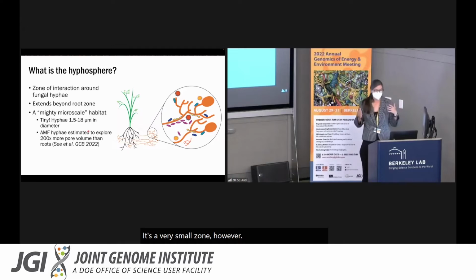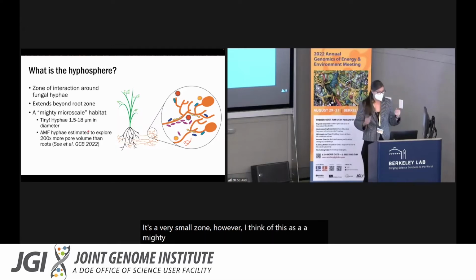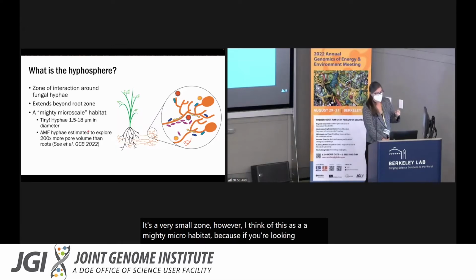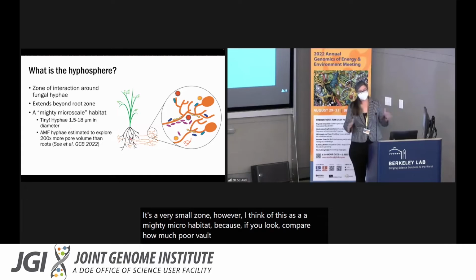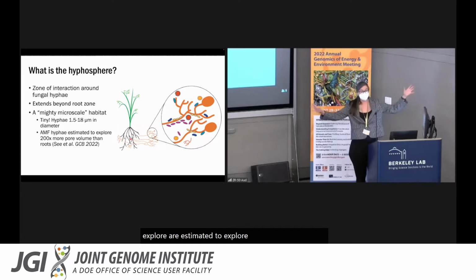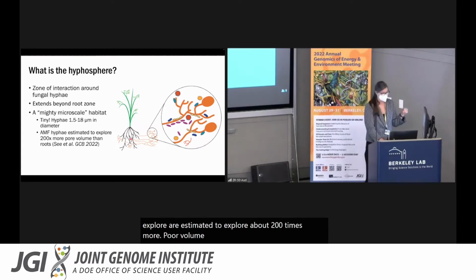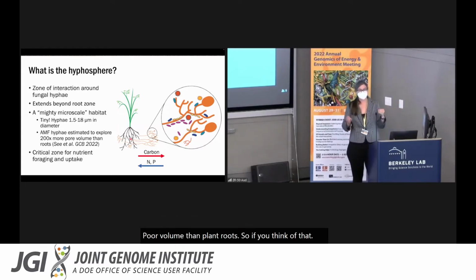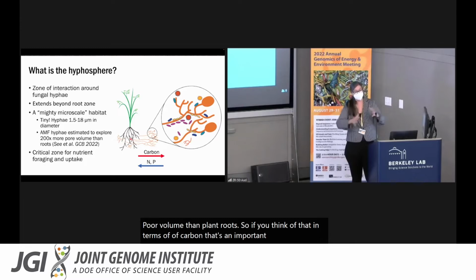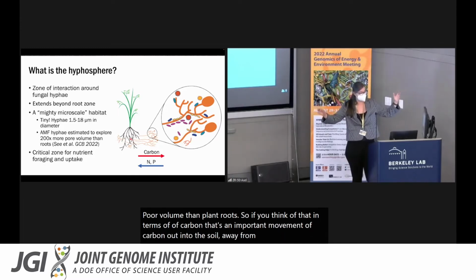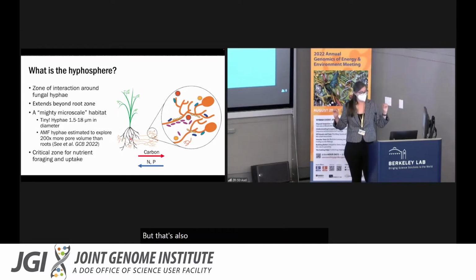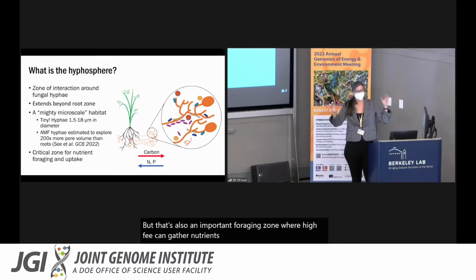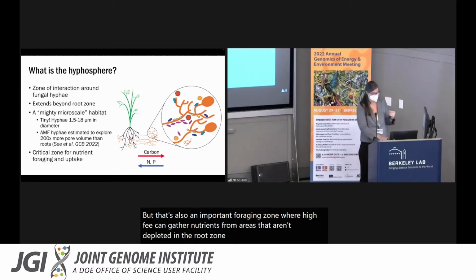However, I think of this as a mighty microhabitat, because if you compare how much pore volume roots can explore compared to these hyphae, hyphae are estimated to explore about 200 times more pore volume than plant roots. So if you think of that in terms of carbon, that's an important movement of carbon out into the soil away from roots. But that's also an important foraging zone where hyphae can gather nutrients from areas that aren't depleted in the root zone and bring them back to the plant host.